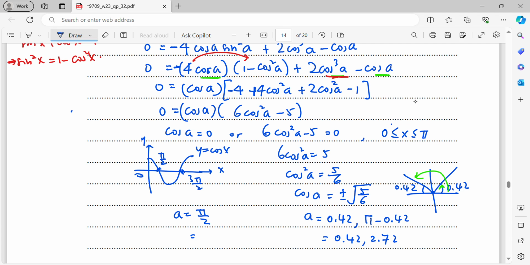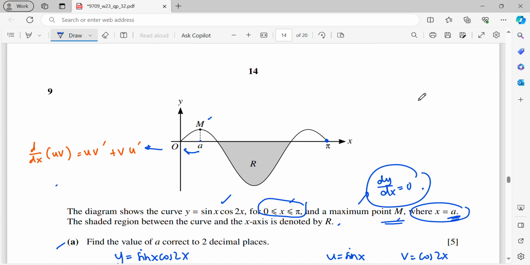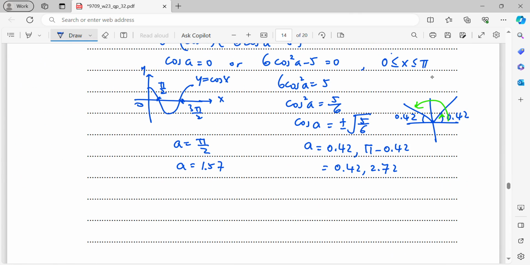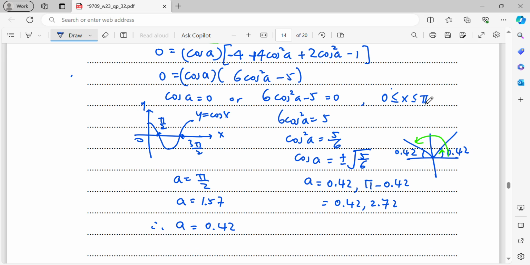Okay, so I have to count. What is my pi over 2? Pi over 2 is basically 1.57. So now I have 3 a values here. When you check the graph, a is very close to 0, the origin. That means I have to choose the lowest a. Therefore, my a is 0.42. So that's my a value.